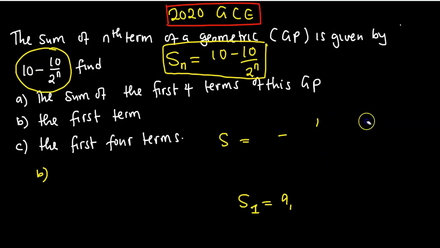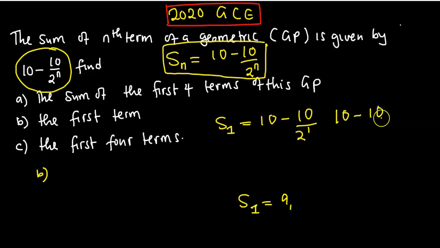And now you're going to go to the formula and just replace where there's n. You're going to say the sum of the first term is equal to 10 minus 10 times 2 to the power 1. And what is it going to give you? This one is going to be 10 minus 10 divided by 2. This is just 5. So 10 minus 5 gives you the answer 5. And therefore, the first term here is equal to 5. Okay? That is the first term.